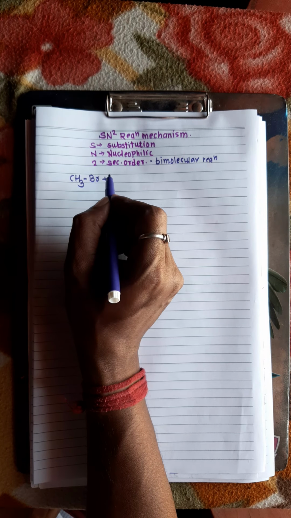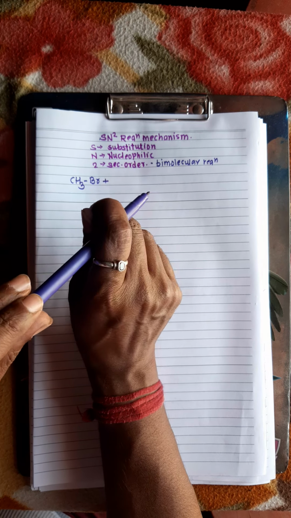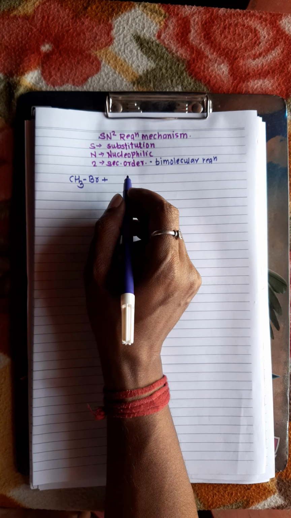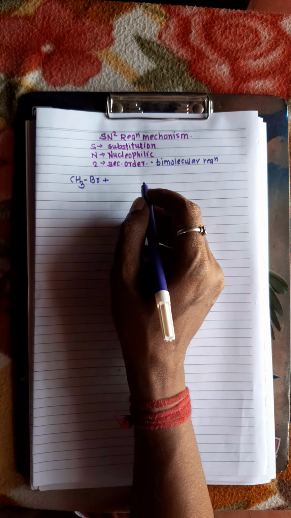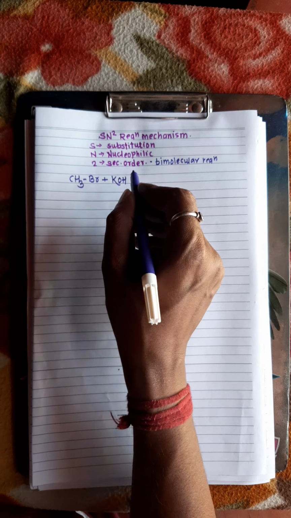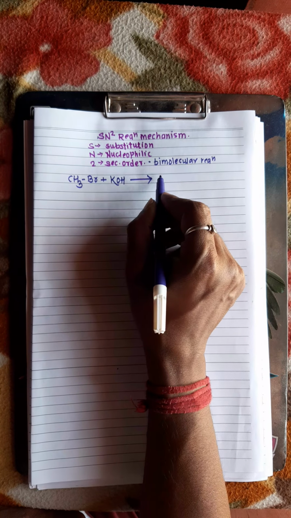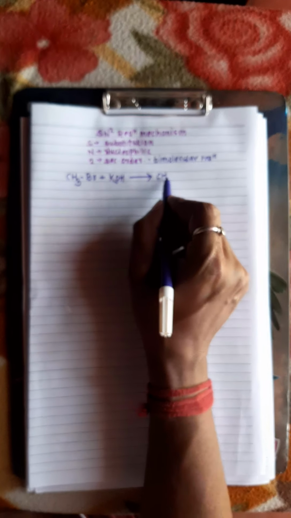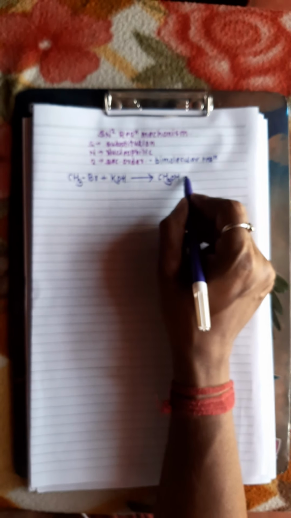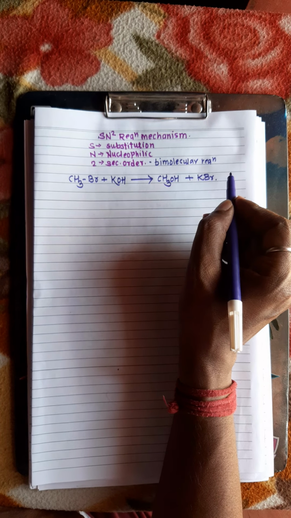Actually, what happens when methyl bromide, CH3Br, undergoes alkaline hydrolysis with NaOH or KOH? It gives the product CH3OH plus KBr.